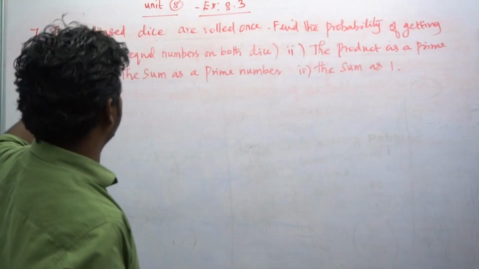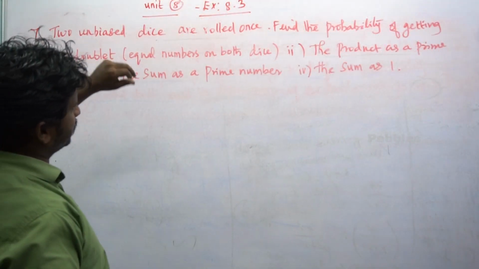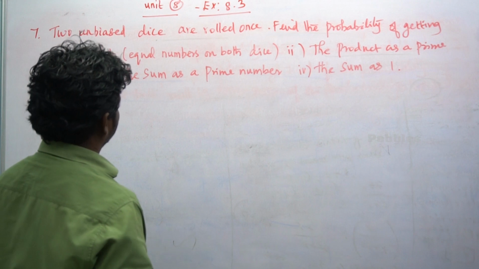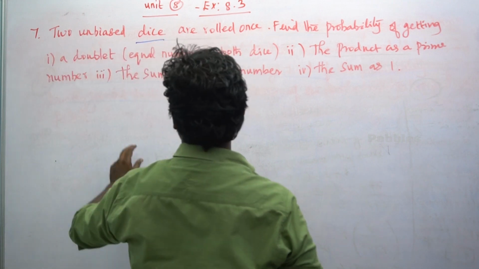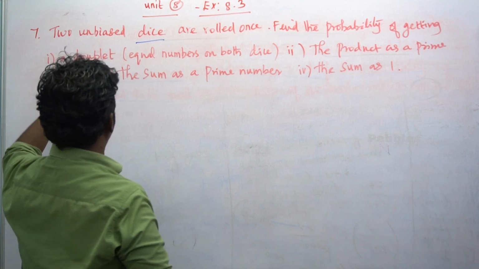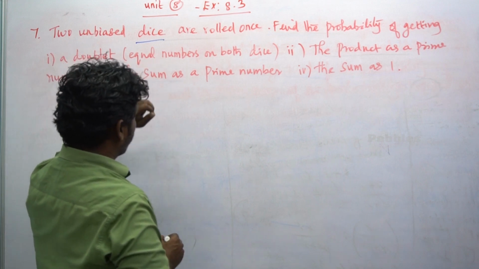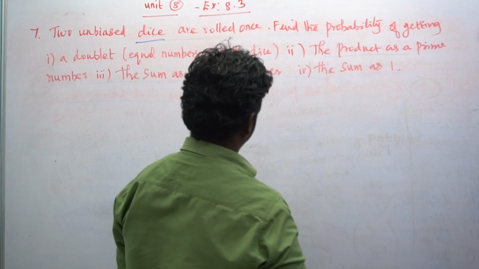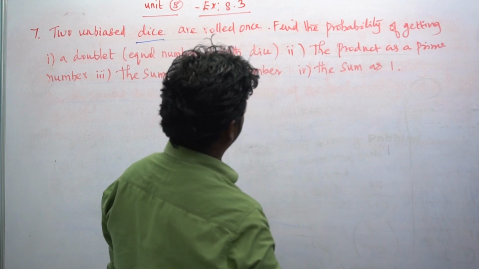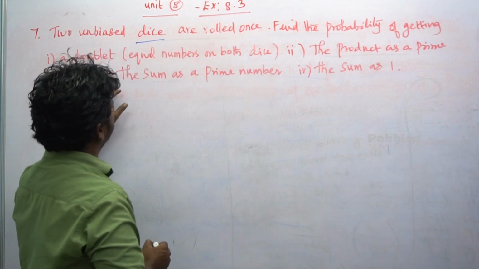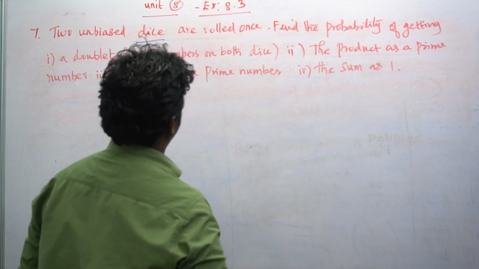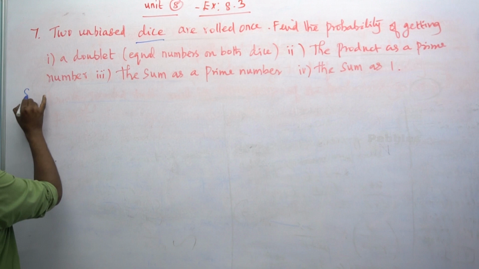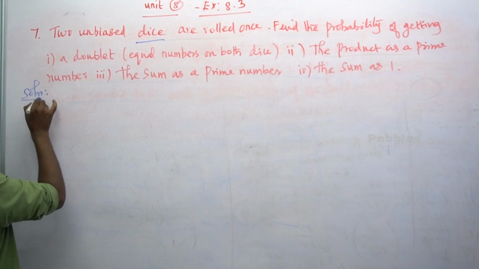See the next problem. Question number 7 in exercise 8.3. Two unbiased dice are rolled once. Find the probability of getting point 1, a doublet, which means equal numbers on both dice. Point 2, the product has a prime number. Point 3, the sum has a prime number. Point 4, the sum has 1. See, this is very simple.